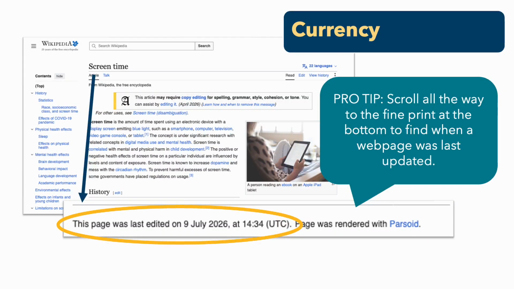Determining the currency of a web-based source can sometimes be tricky. While some websites may provide exact dates, like news sources, others do not. Scroll down to see if there is a date when the site was last updated. Remember that just because the page was updated recently doesn't mean the specific information has. Double-check facts, figures, and statistics with other sources to verify their validity and reliability.